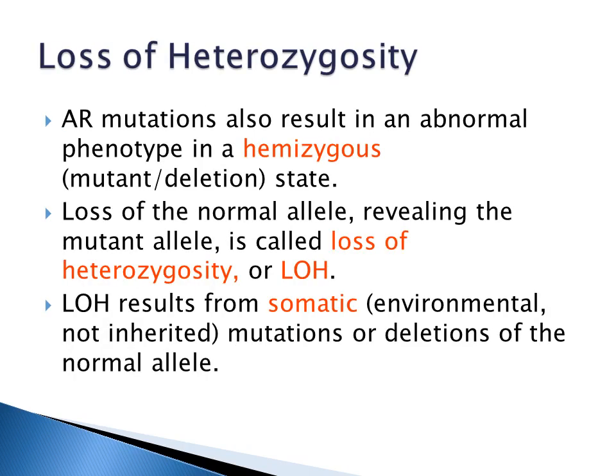Loss of heterozygosity: autosomal recessive mutations can result in an abnormal phenotype in a hemizygous state. Loss of the normal allele, revealing a mutant allele, is called loss of heterozygosity, and we talked about this in the previous lecture on cancer detection. Loss of heterozygosity results from somatic mutations or deletions of the normal allele. So these are not inherited mutations.